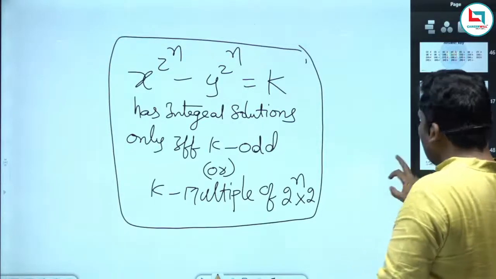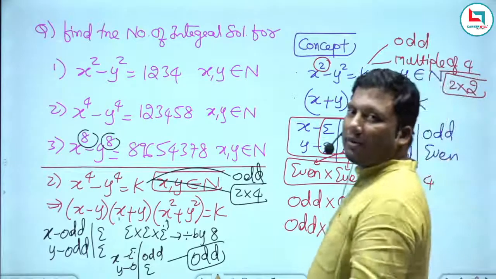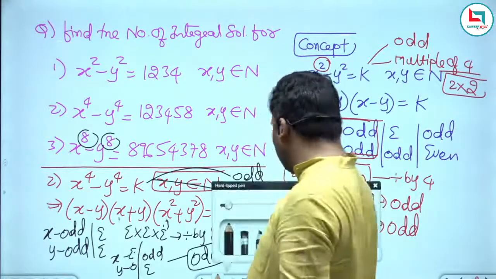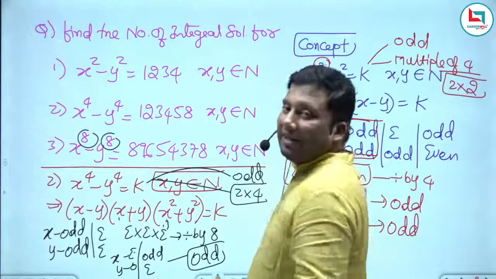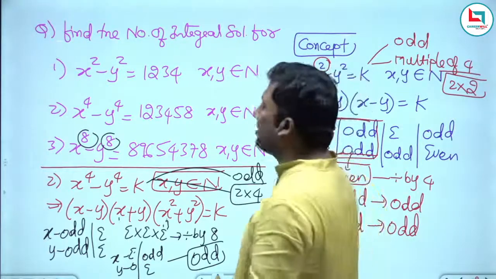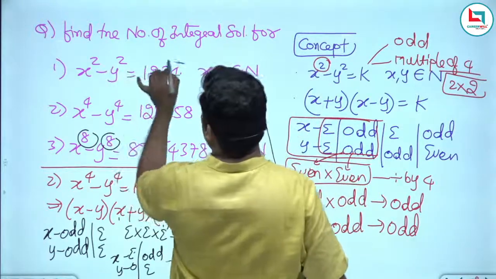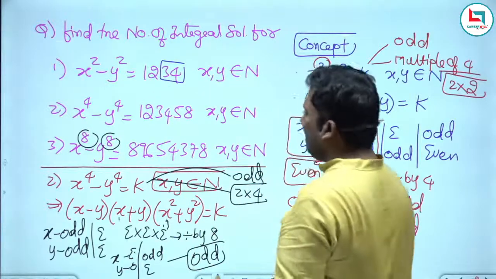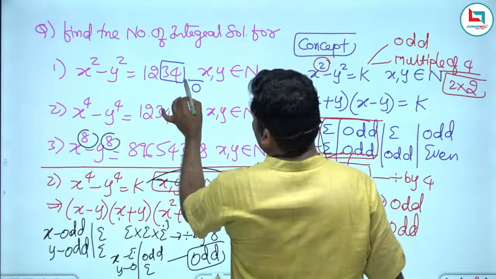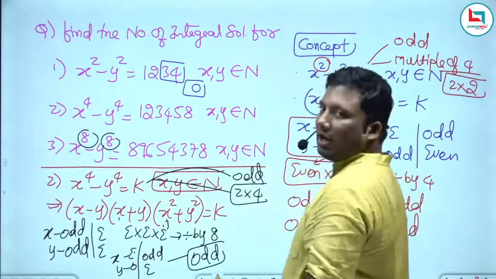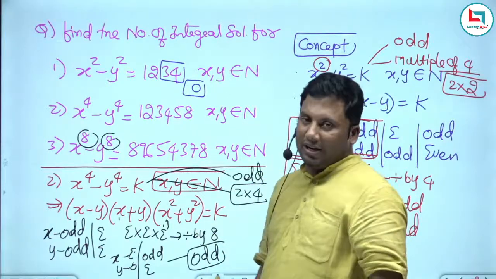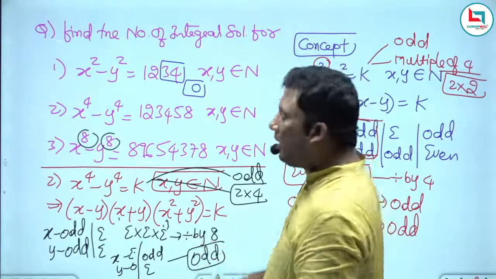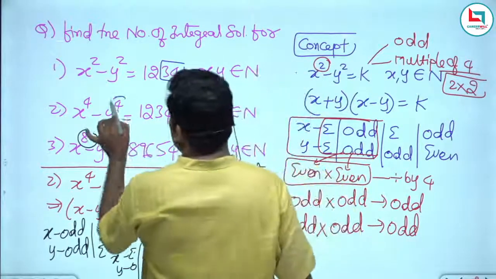Now if you see this question, x square minus y square equivalent to k. This will have integral solution only if k is an odd number or k is a multiple of 2 into 2, 4. 34 is not divisible by 4. Answer is 0 for this question. x power 4 minus y power 4 equivalent to k has integral solution if k is an odd number or a multiple of 4 into 2, 8.